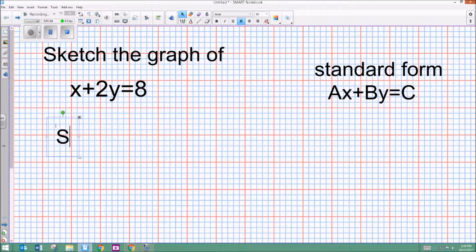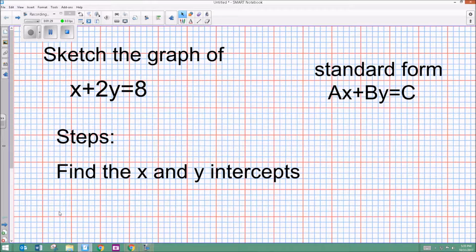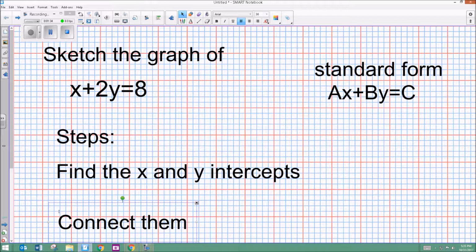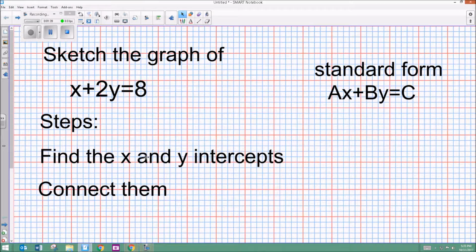The steps are, number one, find the intercepts. And by intercepts, I mean the x and y intercepts. And then step two is connect them. So that's your steps. Find the x and y intercepts and connect them.